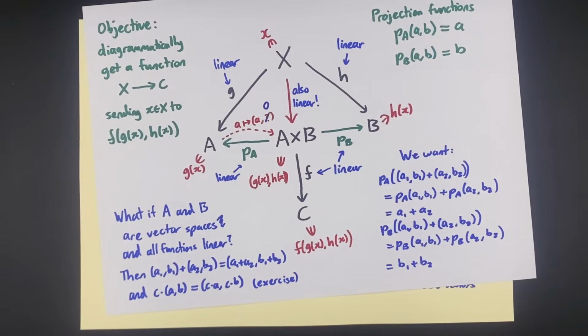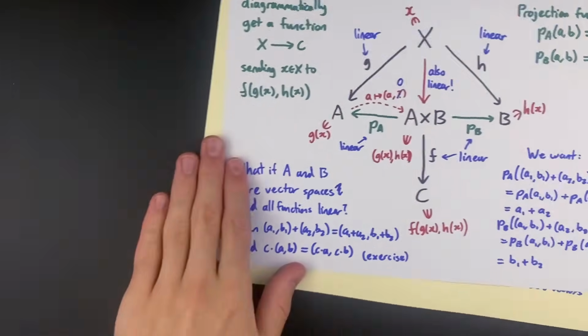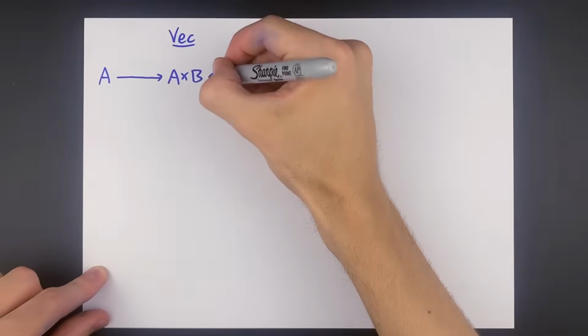But now, in the world of vector spaces, there is a canonical choice, the zero vector. If A and B are vector spaces, then the function from A to A cross B sending a vector A to the pair (A, 0) is a linear map. Doing the same thing for B, we get a possible candidate for the coproduct. We just need to check that it's universal.